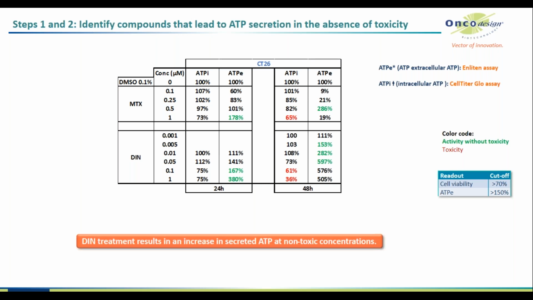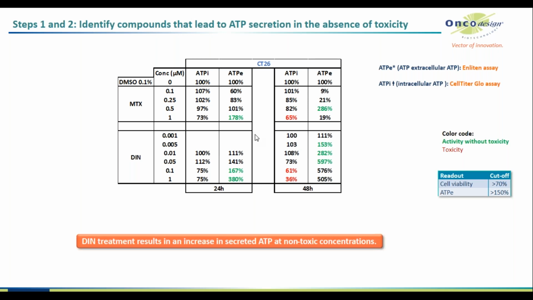When we look at the results that we obtained for the intracellular ATP at different concentrations of mitoxantrone or dinaciclib, at 24 hours, we see nearly no toxicity, with some toxicity observed at 48 hours. The cutoff that we established was cell viability of over 70%. And that's why you see 65%, 61 and 36 in red, because they indicate toxicity. And that's the color code that we'll be using throughout this presentation.